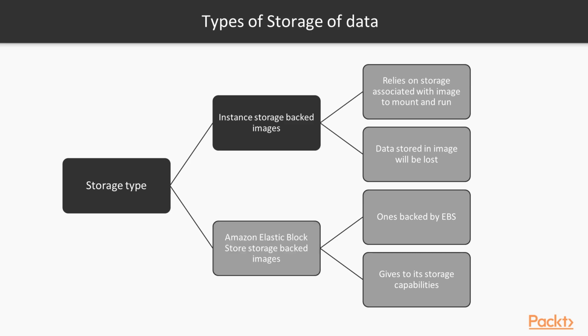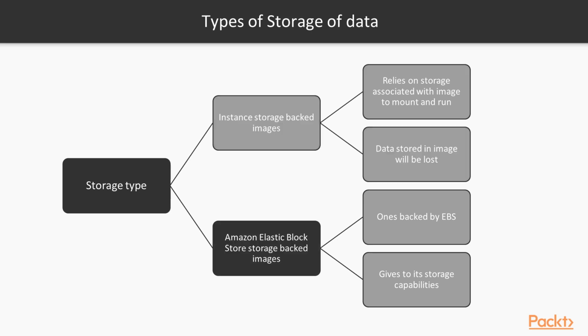instance storage-backed images relies on the storage associated with the image to mount and run the root volume. It means that the data stored in the image will be lost once the machine is terminated. The second type of instances are the ones backed by EBS. Elastic Block Store is the name that AWS gives to its storage capabilities.